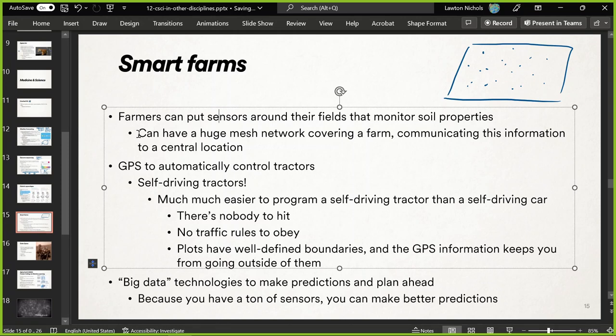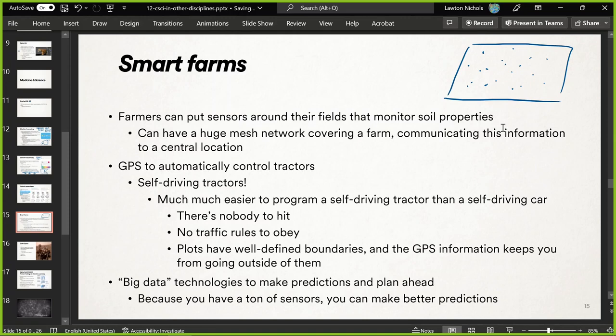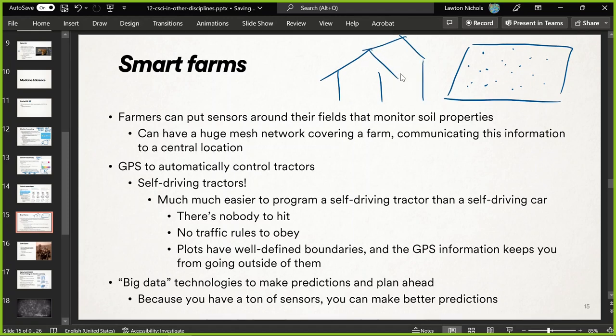And you can make that wireless. You can have a huge network of all these sensors just covering your farm, communicating the information to your house. You don't even have to walk outside. You can test the acidity levels of your soil, all this cool stuff, right? Farmers love it. Everybody's connecting to the beacon on the top of your house or something.